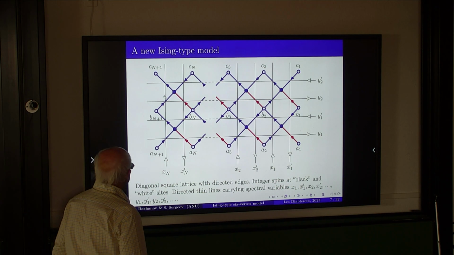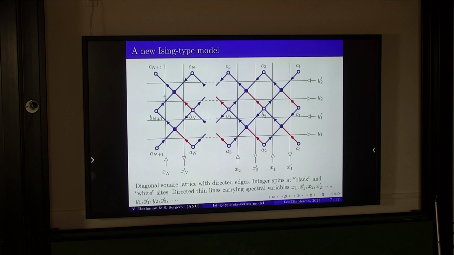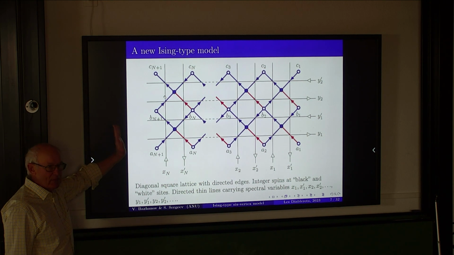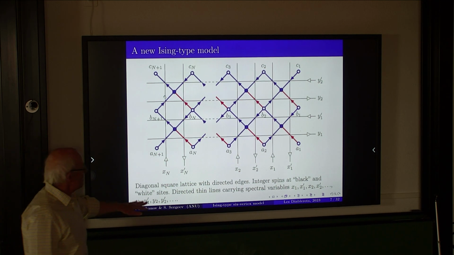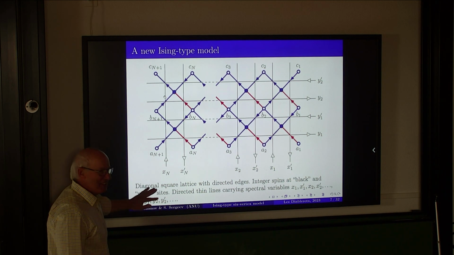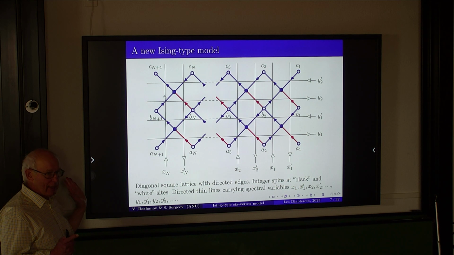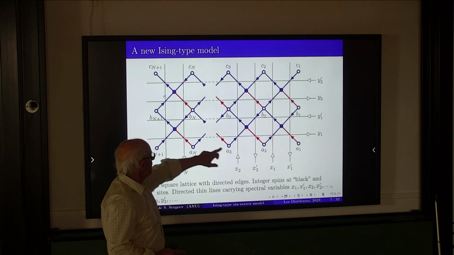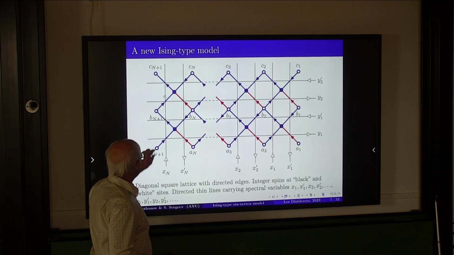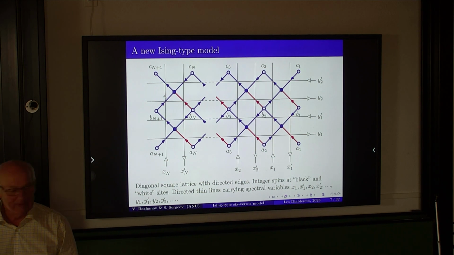Okay, so after this exercise, let's define a more general model. Do not completely forget what I said, but consider a square lattice drawn diagonally. Here the sides are shown by open and filled circles.